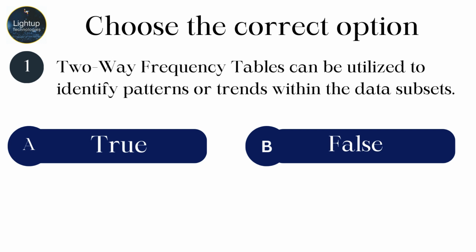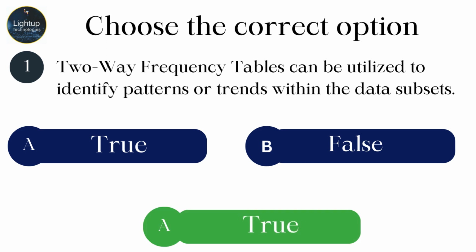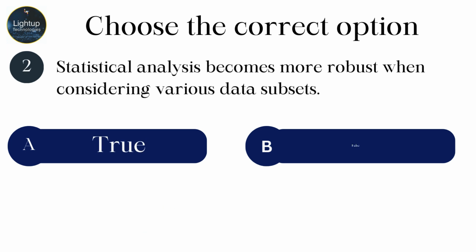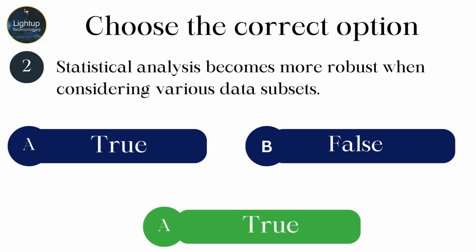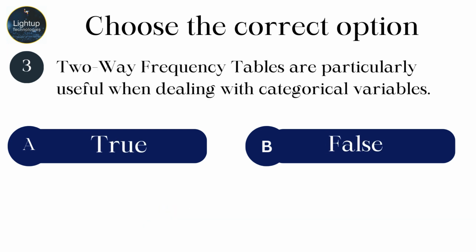Frequency tables can be utilized to identify patterns or trends within the data subsets. Statistical analysis becomes more robust when considering various data subsets. Two-way frequency tables are particularly useful when dealing with categorical variables.